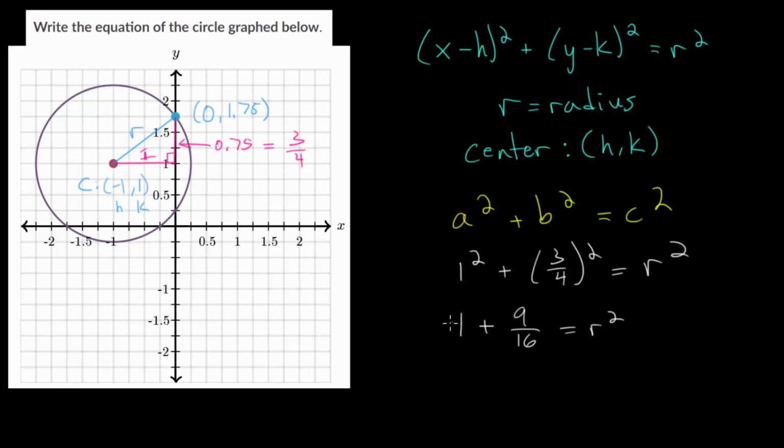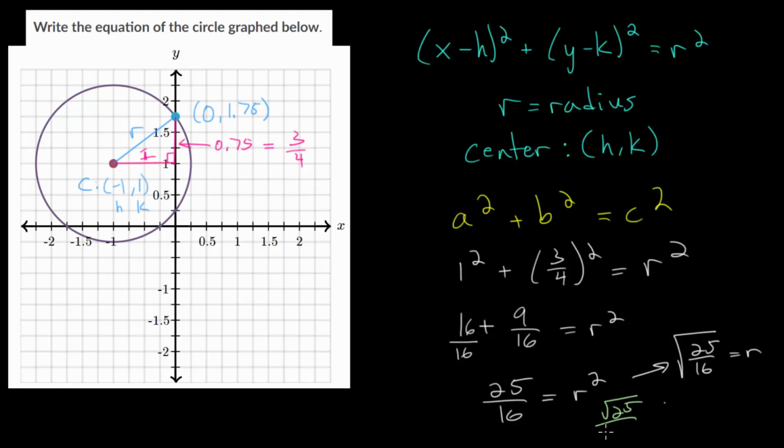And adding these together, we can give this a common denominator of 16. So multiply top and bottom by 16. And 16 plus 9, that's 25. So to figure out r, we take a square root of everything, and we get the square root of 25/16 as r. And when we take the square root of a quotient, we take the square root of the top and divide it by the square root of the bottom, the denominator. And the square root of 25 is 5, square root of 16 is 4. And with all of that, it looks like our radius is 5/4 or 1.25.